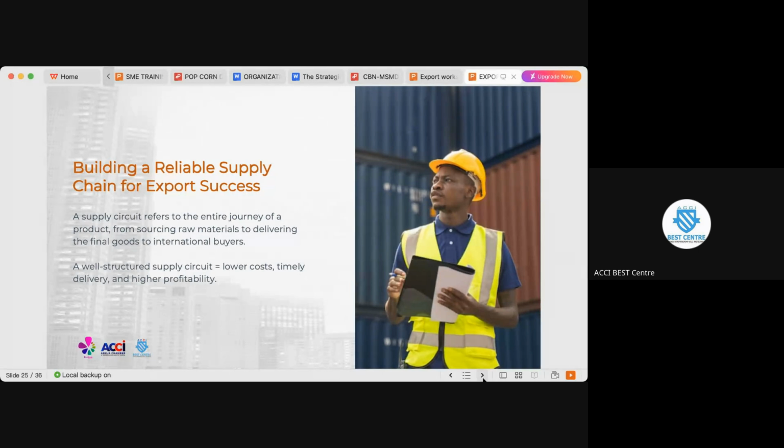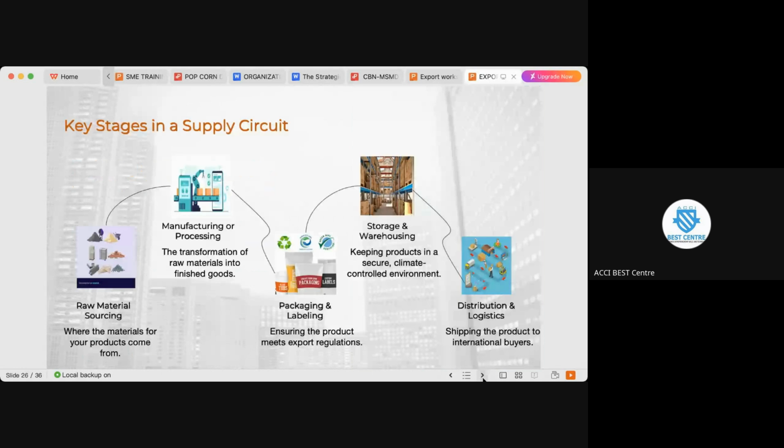This is one of the things that should be part of your export plan. So your export plan is a liquid document. It's a document that should be updated as information is coming, as you are getting experience. So your export plan should be updated. Key stages in a supply cycle, like I mentioned, start from raw material sourcing, manufacturing and processing. For people that are packaging, you have to ensure that the packaged product meets export regulations.